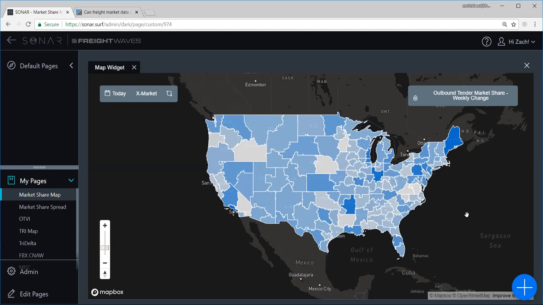And we're going to provide kind of the setup around how you can look at the different data sets that we have. And we're going to focus mainly on showing and discussing the volume and market share indices, which are fairly new over the past couple of weeks, and draw comparisons for you with the tender rejection indices, outbound and inbound, and some lane comparisons as well.